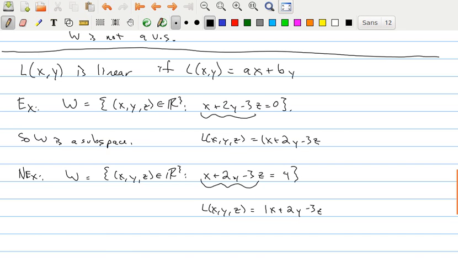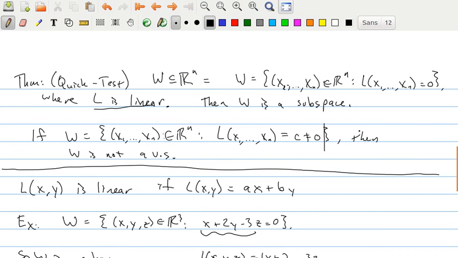However, this linear function applied to here gives us a value that's not 0. This is not 0, so W is not a vector space, and in particular, it's not a subspace of R3. Now we've seen this theorem, let's actually prove this, because the proof is actually kind of illuminating, especially once we look at vector spaces that are not Rn anymore.